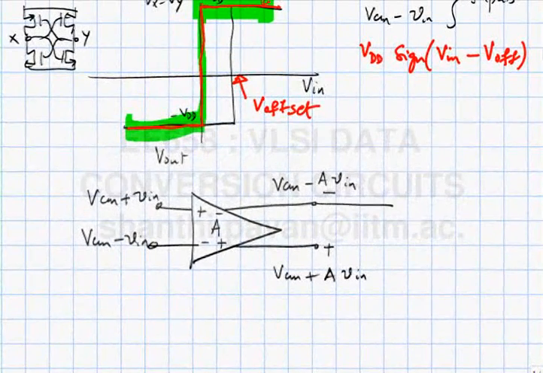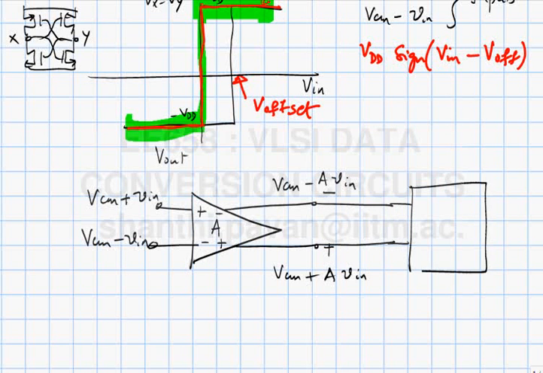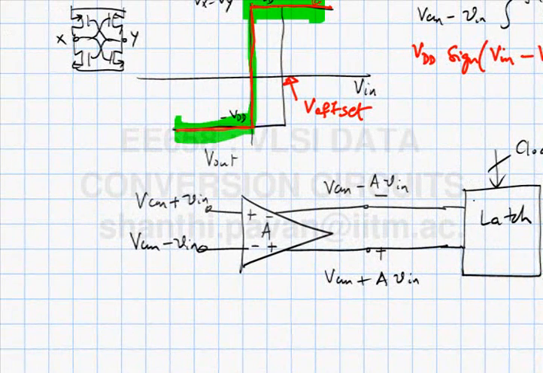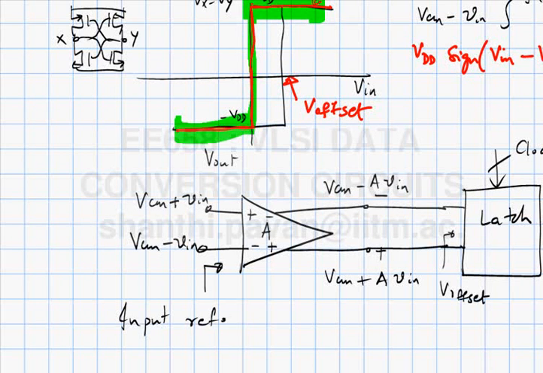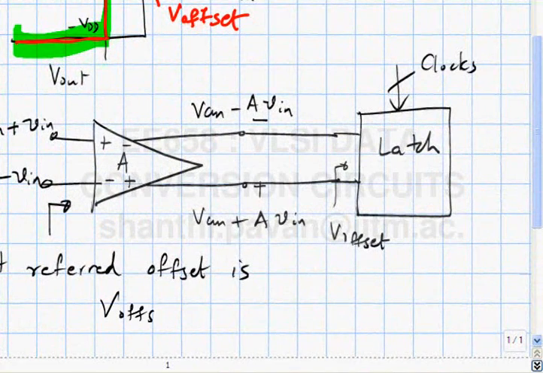In which case, what should I do next? Then I will go into this latch, with all the clocks that we generated. So there is phi 1, there is phi 2, there is latch reset and all this other stuff. If the equivalent input referred offset of the latch is some V offset, the input referred offset of this whole new construction is therefore the offset of the latch divided by A.